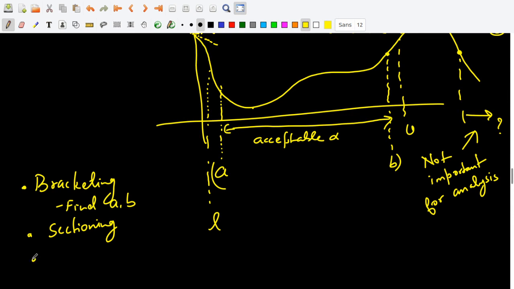A third trick which is used to select good points near the optimal is interpolation. And the idea there is simple: once you have evaluated the function at a few points, you can fit a quadratic curve to those points, assume that the function is almost like a quadratic, find its minimum, and pick the next candidate point.